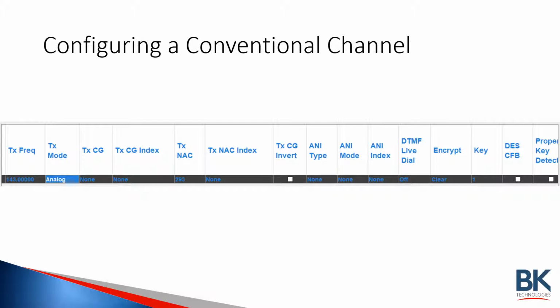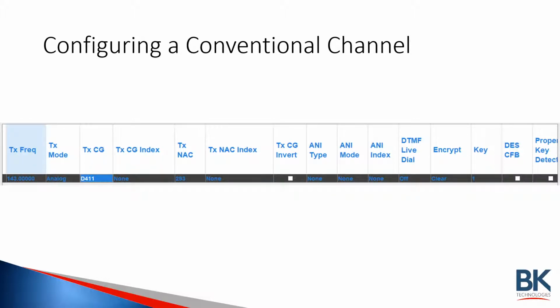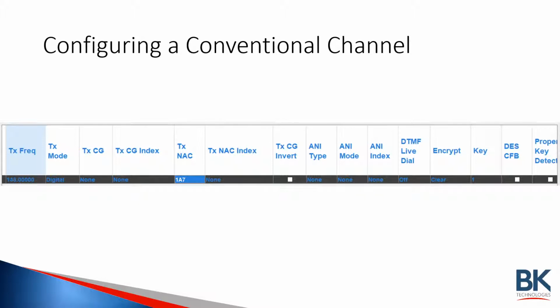We set the radio to transmit analog or digital. We set the transmit code guard or PL tone. Again, if using a DPL, type D and then the number. If the channel is transmitting in digital, adjust the NAT code. This is a hexadecimal number. The default is 293, which is also carrier squelch.